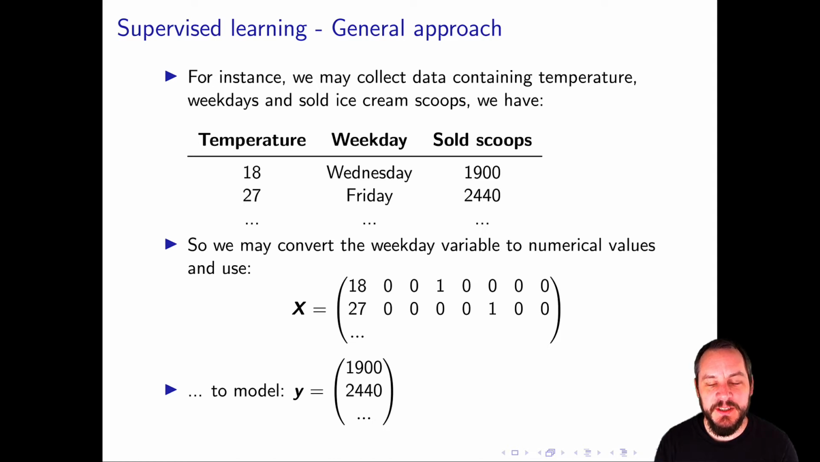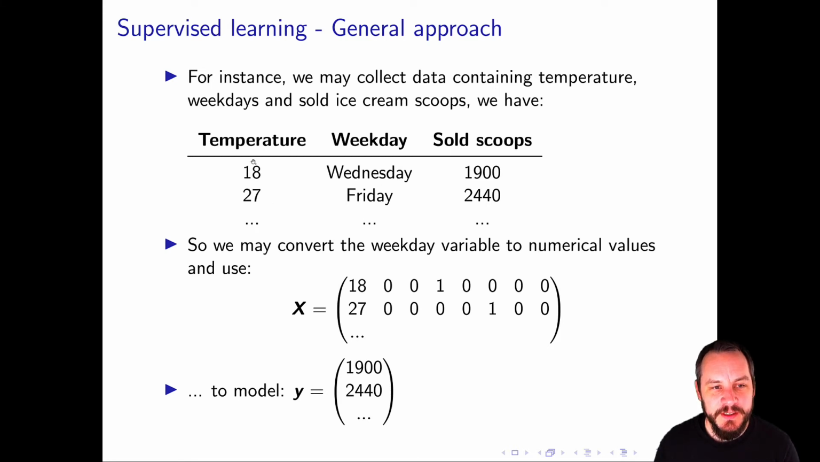But just here a short example. For instance, if you're interested in the amount of sold scoops from an ice cream stand, a data set may look like this. So this would be our data matrix X. We collect the variables temperature, the weekday, and also the target variable, so the sold scoops.